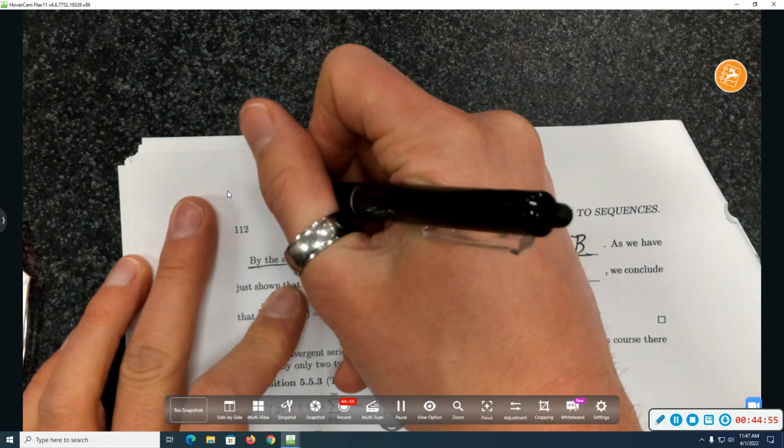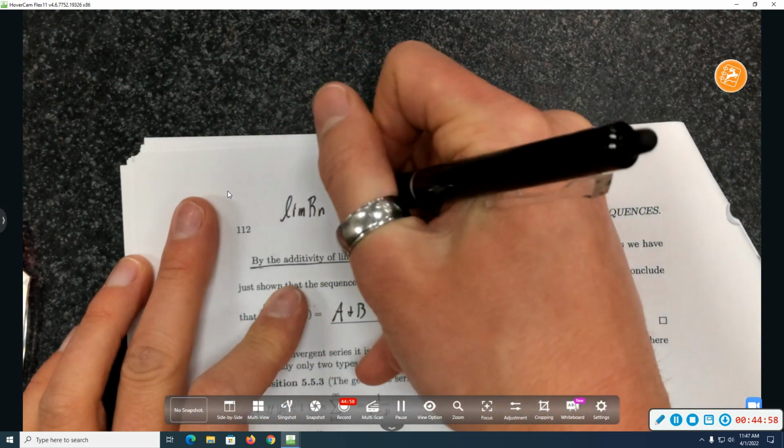So let's maybe write out that line a little bit more. Okay. So the limit of Rn, that's the same as the limit of Sn plus Tn.